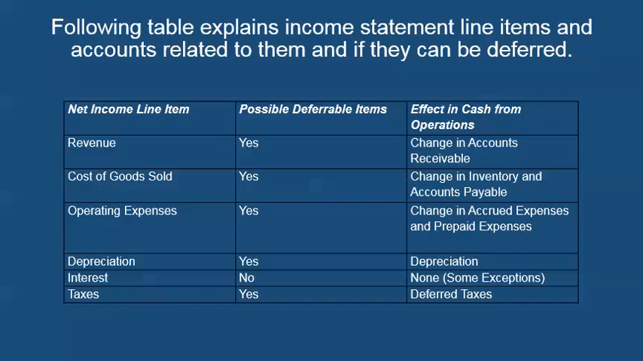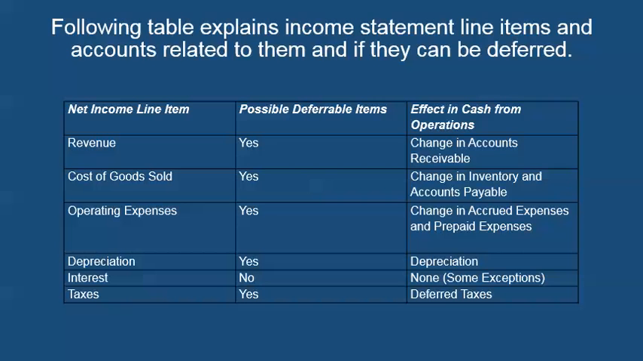So how does this affect the statement? Let's look at the income statement line items and see the effect of all these items. First column is net income line items. Second column is possible deferred items. And third column is the effect in cash from operations.